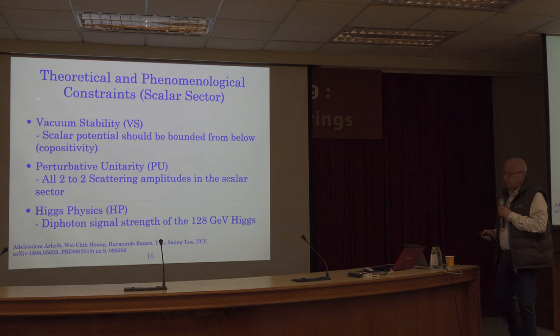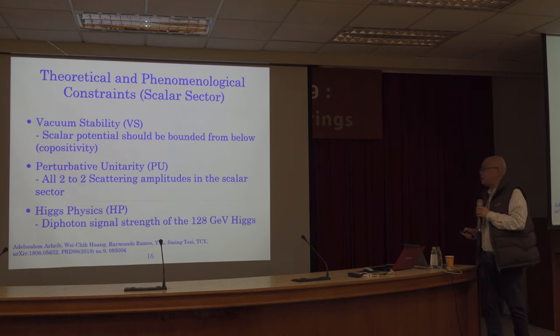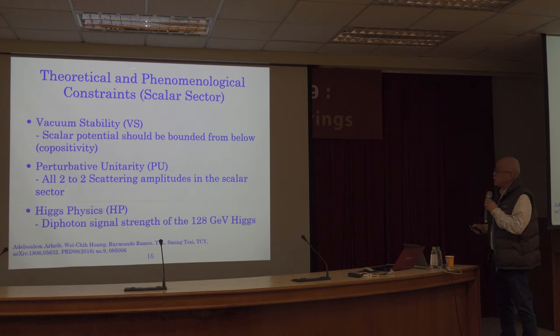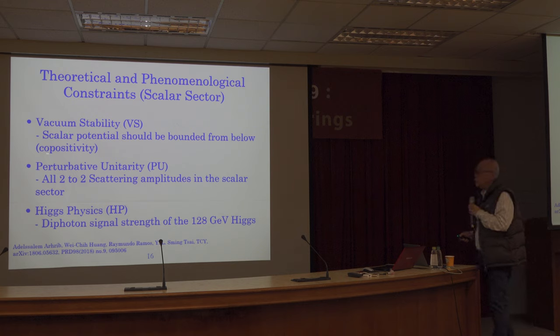So because we have an extended scalar sector, it's so important to understand whether we have any constraint. We want to constrain the model parameters in this model. First, I look at the scalar sector. In this sector, I will impose, of course, the vacuum stability, the VS. So the scalar potential should be bounded from below.